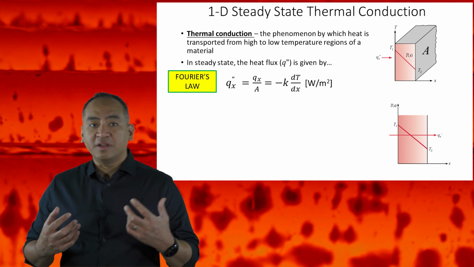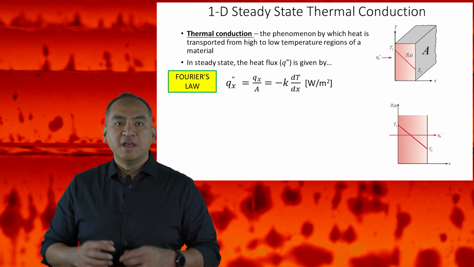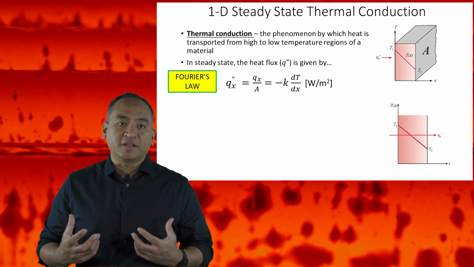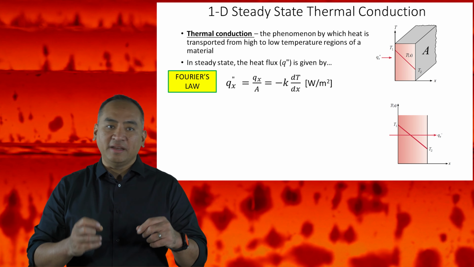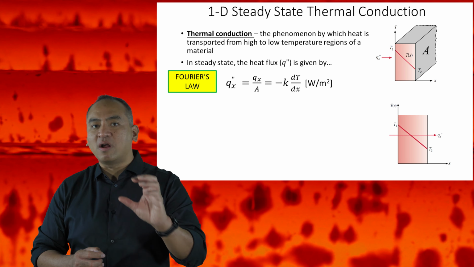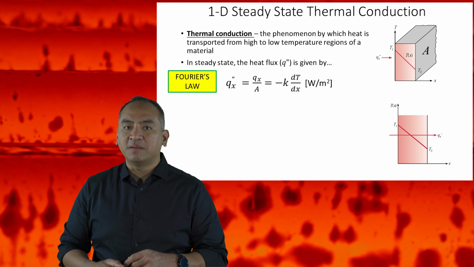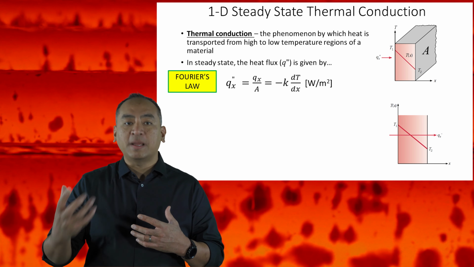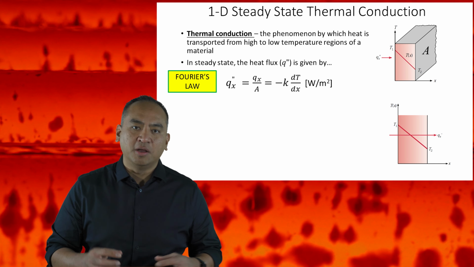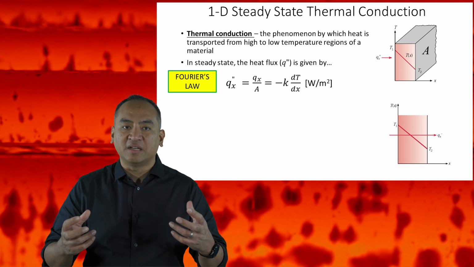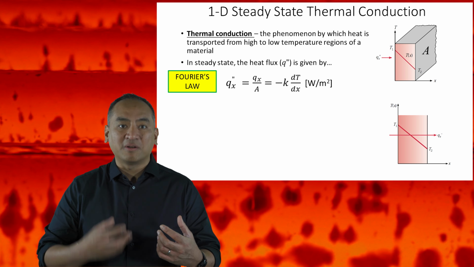The energy per unit area that is being conducted per second through the plane wall is called the heat flux. Fourier's law states that the heat flux, which is given by Q sub x double prime, is equal to the heat transfer rate, which is Q sub x, divided by cross-sectional area A. Fourier's law states that the heat flux can be calculated by minus K times the derivative of temperature with respect to X. Note that heat flux has units of energy transported per area per second, or joules divided by seconds times meters squared, or watts per meter squared.